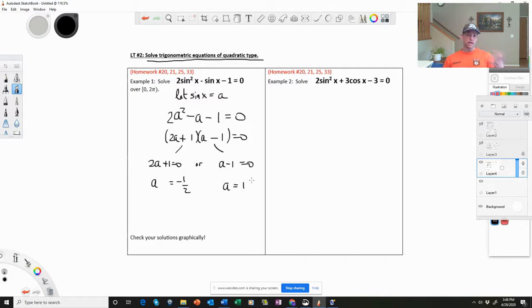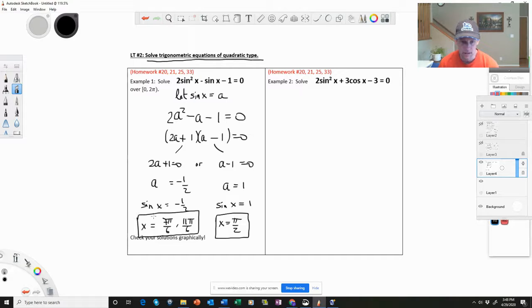But a isn't really a. What's a? It's the sine of x. So now let's put the sine of x back in here. I want to know where the sine of x is negative 1/2 and where the sine of x is equal to 1. On the unit circle, very simple. We know that the sine of x equals 1 at pi over 2 or 90 degrees. And it equals negative 1/2 at 7 pi over 6 and at 11 pi over 6. You can get that straight from the unit circle.